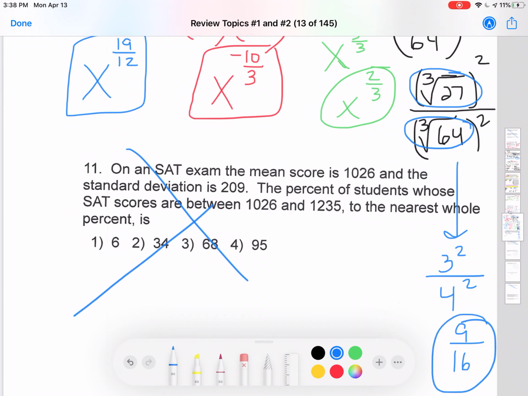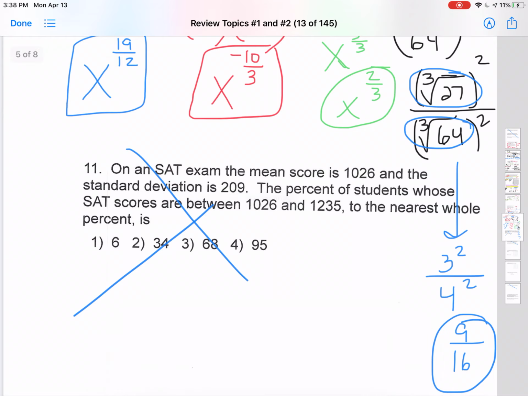Okay, and then again, 11 is no good because I didn't teach you statistics yet. That'll be our last unit. Oh gosh, oh, there we are.